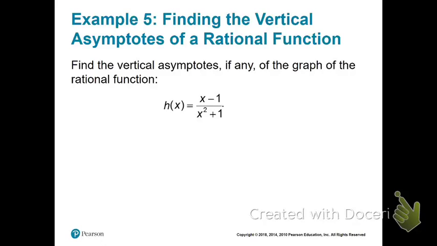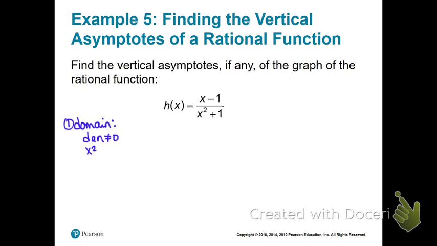All right, so example 5 says find the vertical asymptotes of the graph of this rational function. Let's also go ahead and talk about holes while we're at it, and domain. So let's see. How do we find domain? Remember the domain, your denominator cannot equal 0.